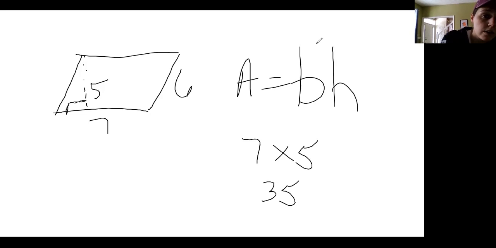Now, how do you know which is the base and which is the height? Look for a right angle. The right angle connects the base and the height. That's the area of this parallelogram.